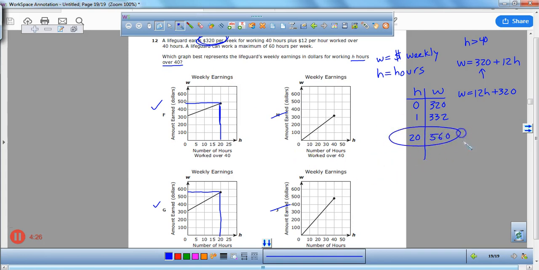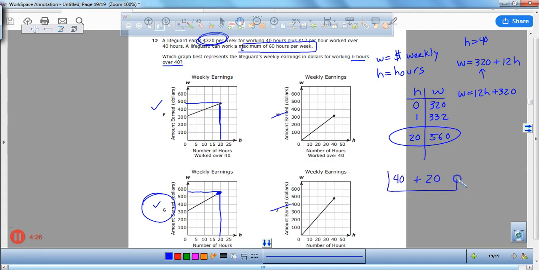So which one best represents when the number of hours is 20, it's at 560. That doesn't get to 560, that one does. So the answer would be G. Now why does it stop right there at 20? It stops at 20 because it says the maximum hours is 60. So if you've already worked 40 hours, the maximum you can make is 20 more for a total of 60 hours. That's why you have the dot right here ending at 20.